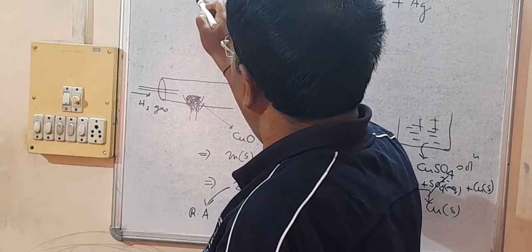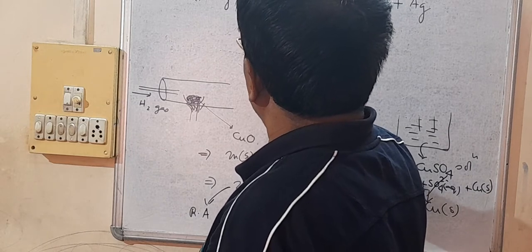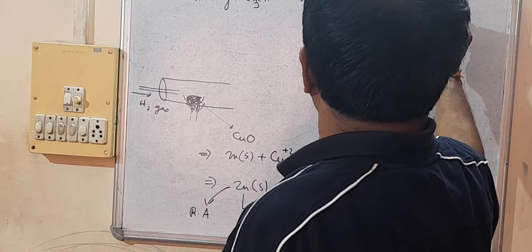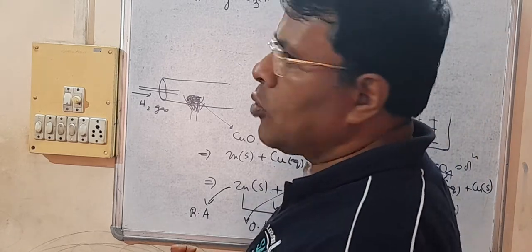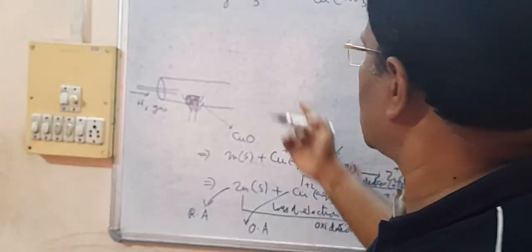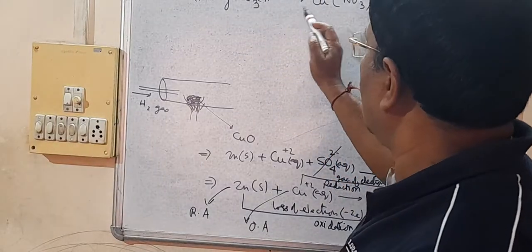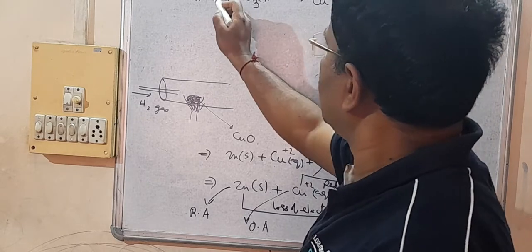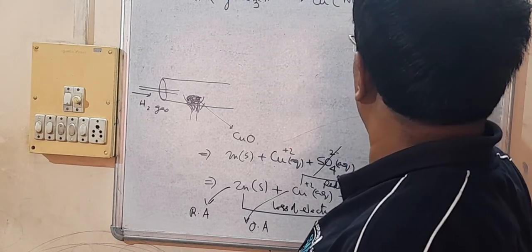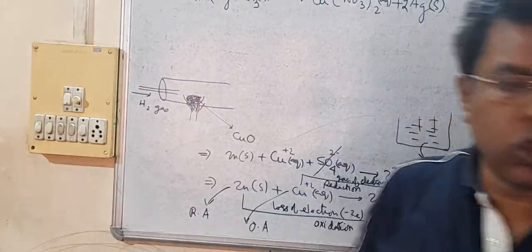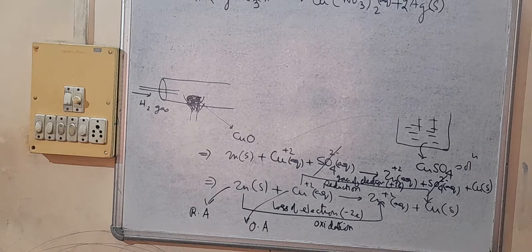So copper is solid, silver nitrate is aqueous, copper nitrate is aqueous, silver is solid. You have to show that this is a redox reaction. Let me balance this equation for you. Nitrate is 2 times, so this is 2 here, 2 here. So this is a practice question for you: show that this reaction is a redox reaction.